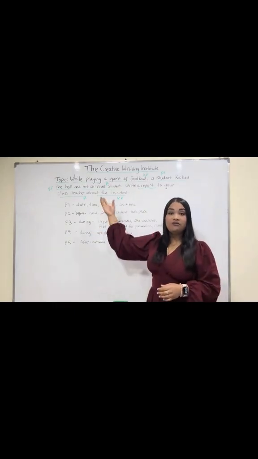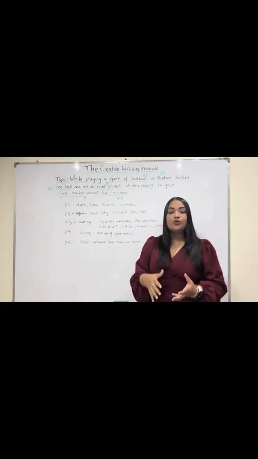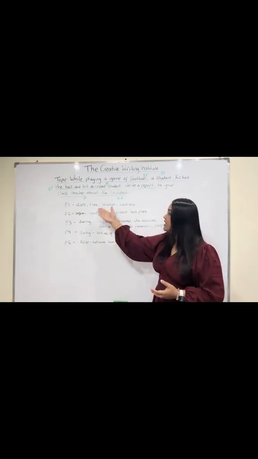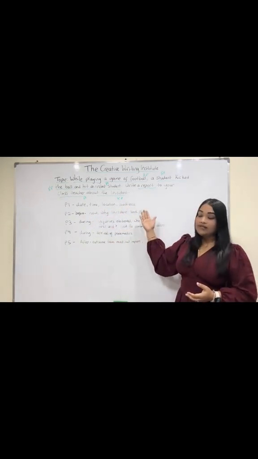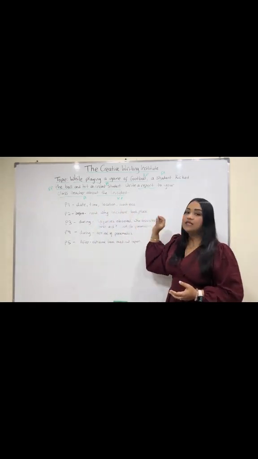Now we have our 5-paragraph format, which gives us a detail into what each paragraph should have in terms of information. So paragraph 1: date, time, location, audience. Paragraph 2, this is before. So this is how and why the incident took place.